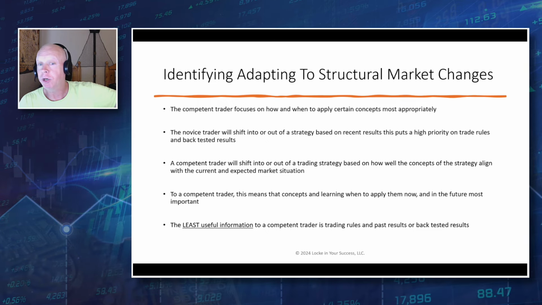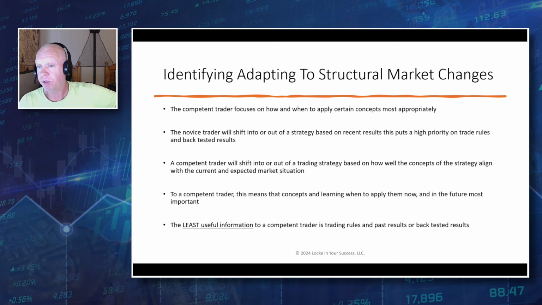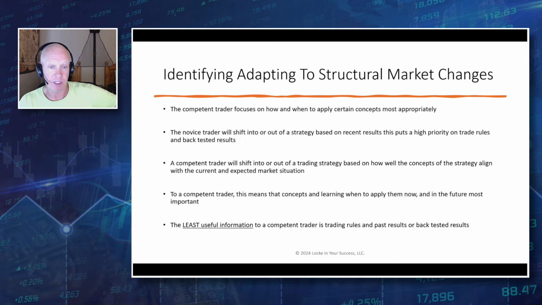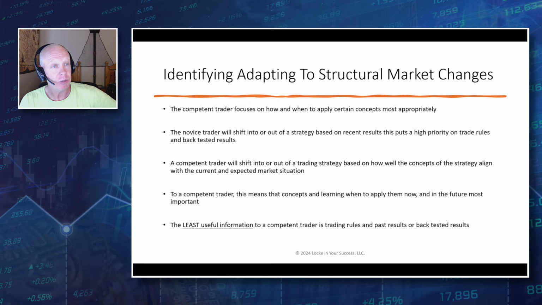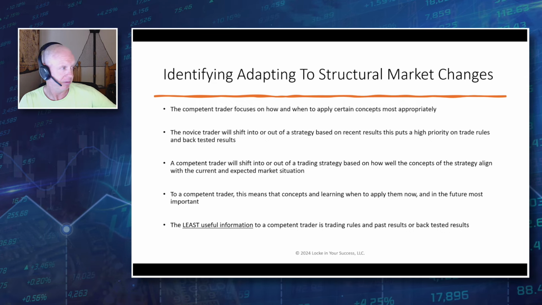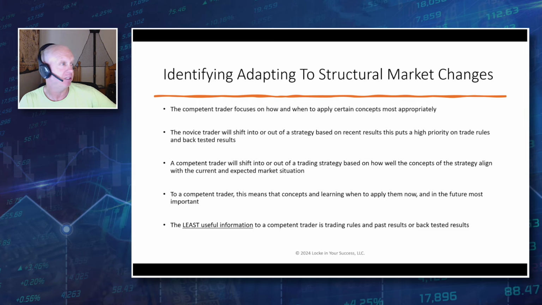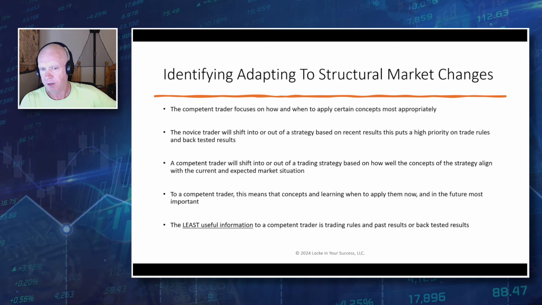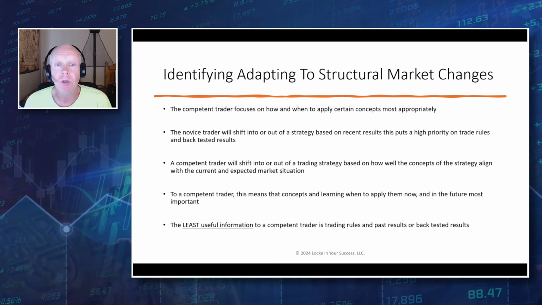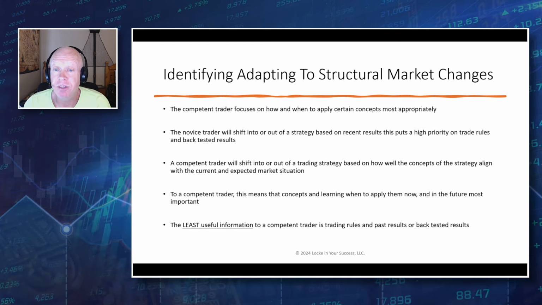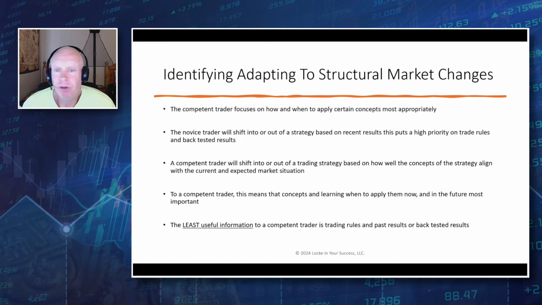A competent trader is going to shift in and out of a strategy based on how well the concepts of the strategy align with the current and expected market situation. We've talked about this before. You will see me shift into a strategy that's done crappy for 3 months, 6 months, a year, 2 years. And you'll see me shift out of a strategy that's done really, really well for a year, 2 years, 3 years. It's because I have a basic understanding of what's going on in the marketplace.